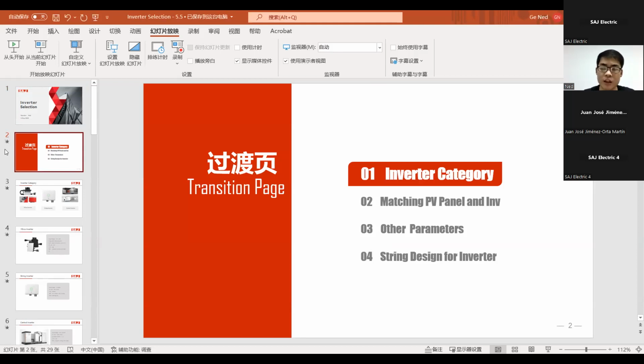Today's topic: we are covering inverter categories, some commonly used inverters on the market, then the parameters of PV panels and inverters, and some definitions of parameters in detail. We will quickly go through that. At last, we will introduce the string design for inverters, like how many panels we should connect in one string, and how to select a battery in the energy storage system.